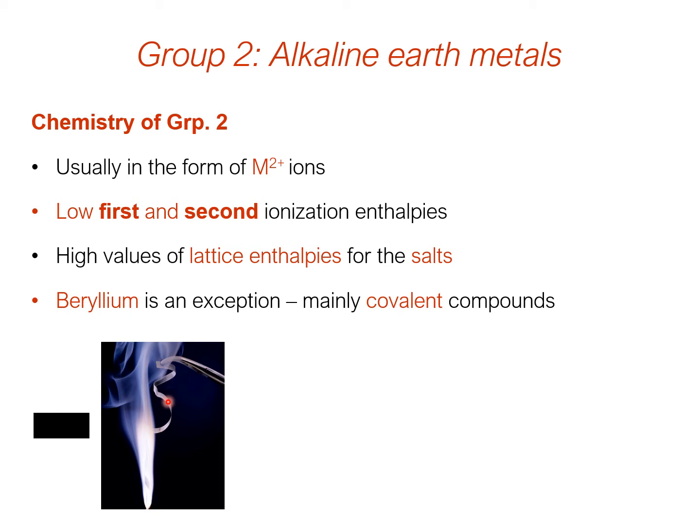Beryllium is an exception. It mainly forms covalent compounds. This has to do with its electronegativity being somewhat higher than the rest of group 2, and especially group 1 as well. It's something we saw with the hydrogen compounds, and I'll talk about that in a separate lecture at the end.